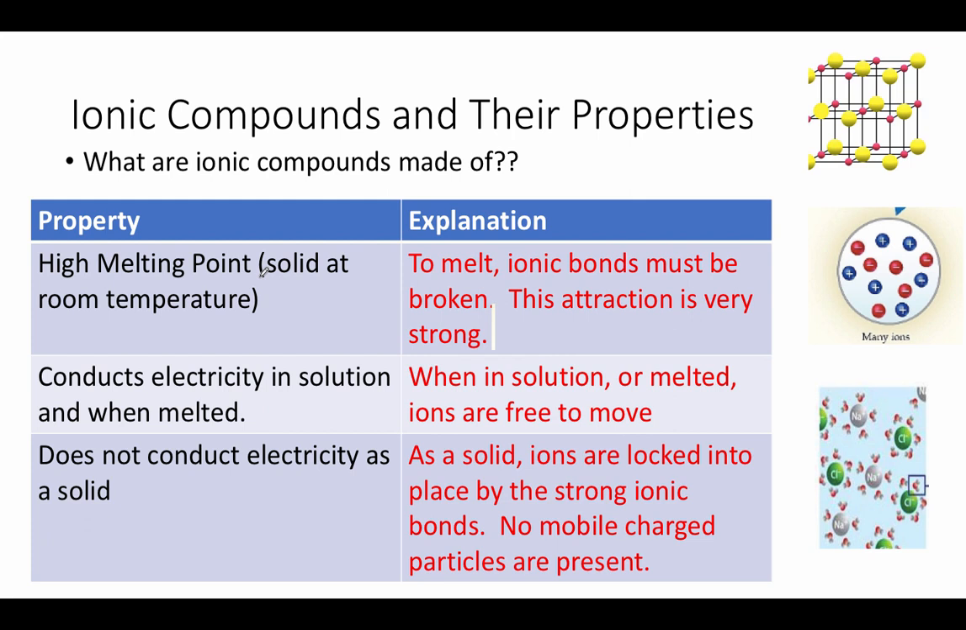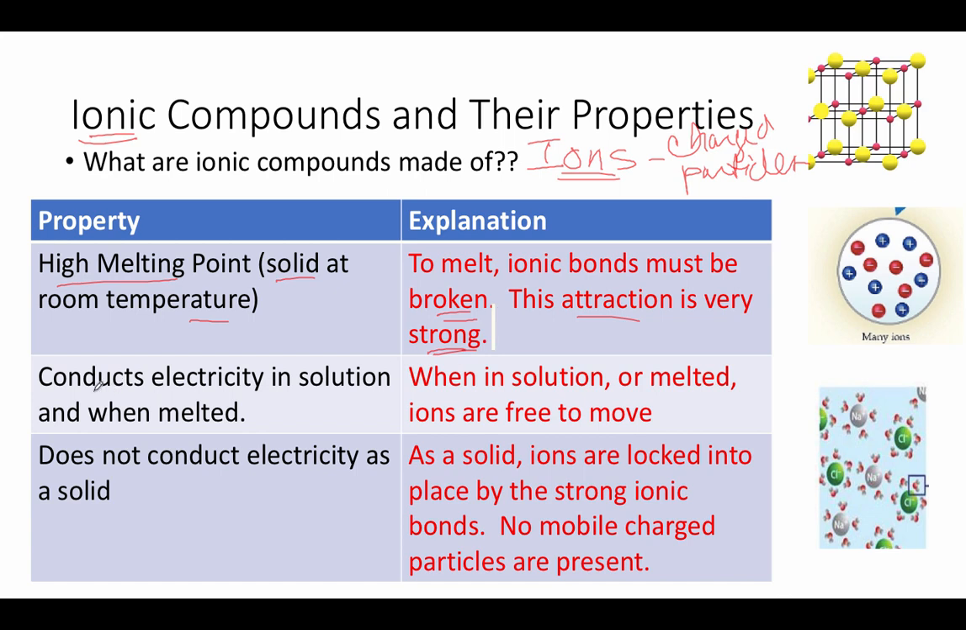So, take a look at ionic compounds. What are ionic compounds made of? It's in the name. These are made of ions, charged particles, correct? So, ionic compounds have a high melting point. They're solids at room temperature, and again, to melt them, ionic bonds must be broken. That attraction is very strong.